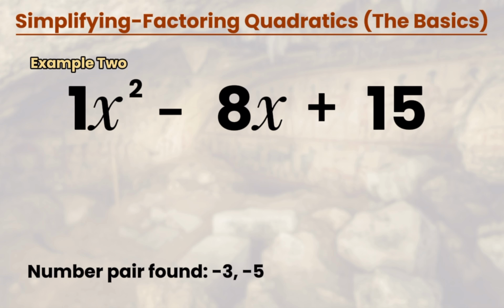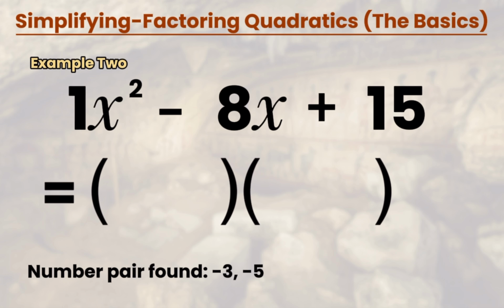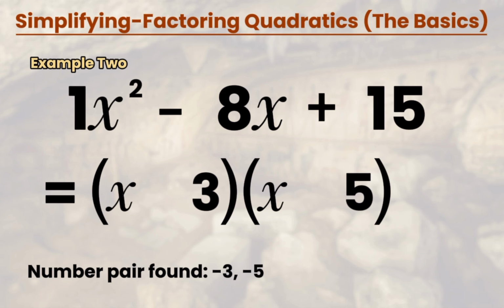Now that we have our two numbers, open up two sets of brackets and then put an x variable in each one. Then simply give each bracket set a number. Since both numbers are negative, the x variable will be subtracting the number. And now factoring is complete. x minus 3 times x minus 5 is the answer.